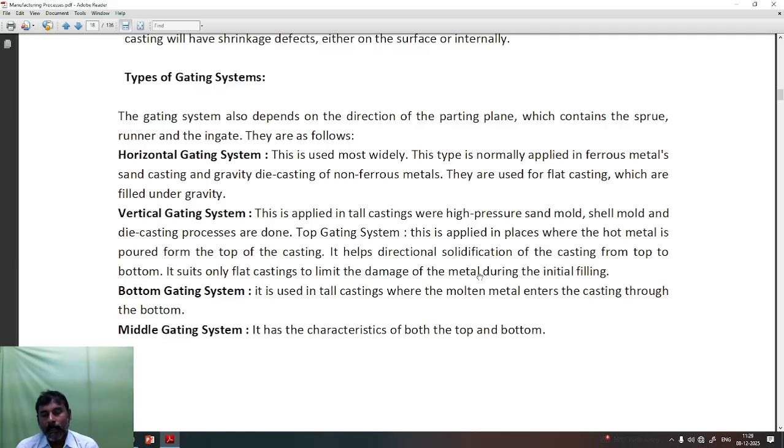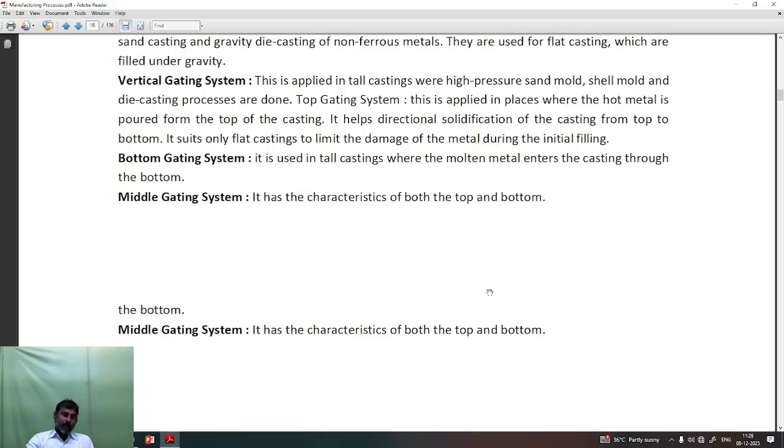Top gating system is applied in places where the hot metal is poured from the top of the casting. It helps directional solidification of the casting from top to bottom. It is used only for flat castings to limit the damage of the metal during the initial filling. Bottom gating system is used in tall castings where the molten metal enters the casting through the bottom. Middle gating system has the characteristics of both the top and bottom systems.